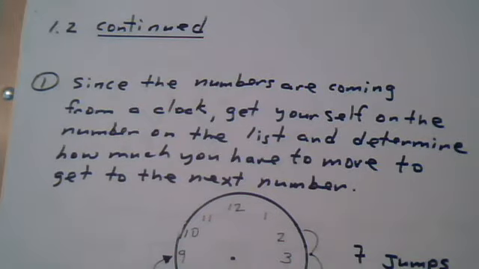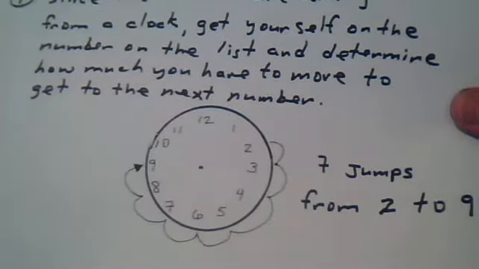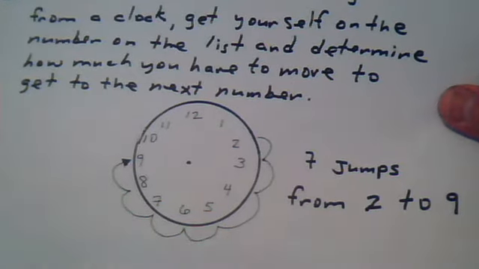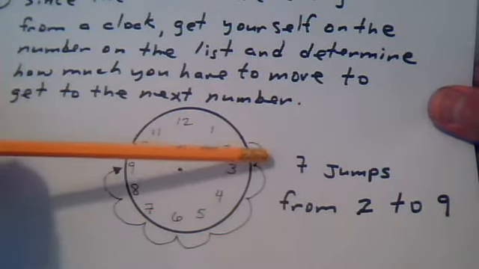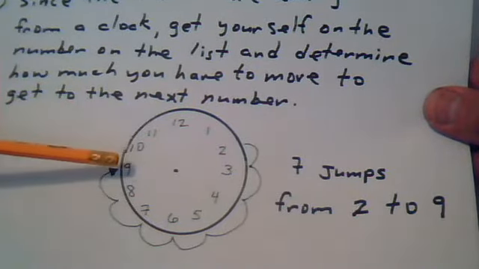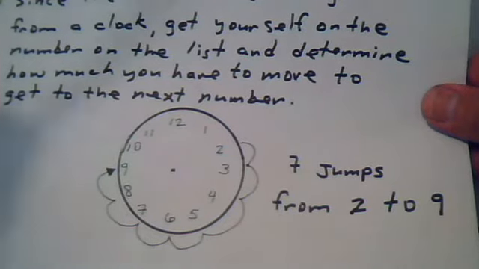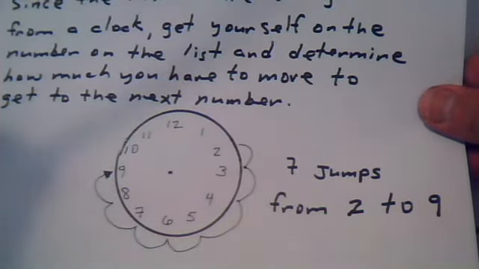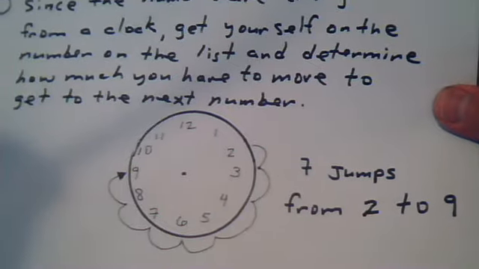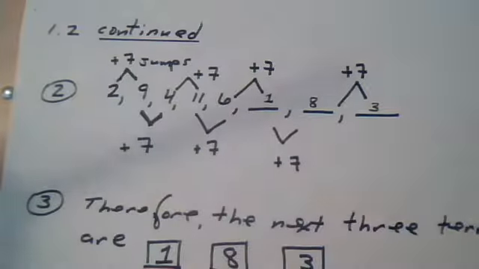Since the numbers are coming from a clock, get yourself on the number on the list and determine how much you have to move to get to the next number. So if you take the first two terms, the 2 becoming a 9, it had to make 7 jumps for 2 o'clock to become a 9 o'clock. So test the other numbers that they gave us to see if they're all jumping 7 to get to the next number. And then apply that pattern to find the next three numbers.